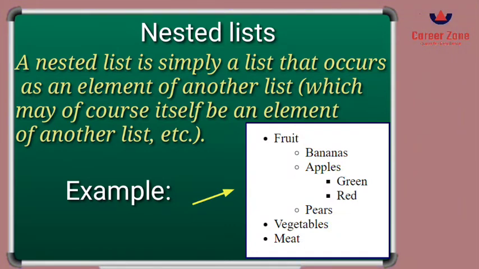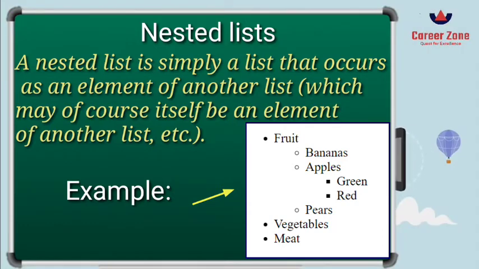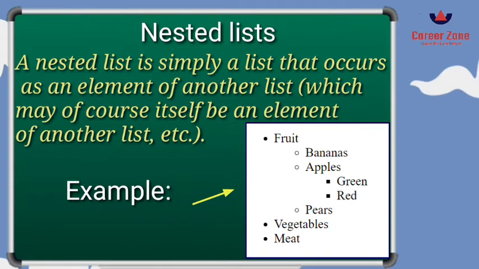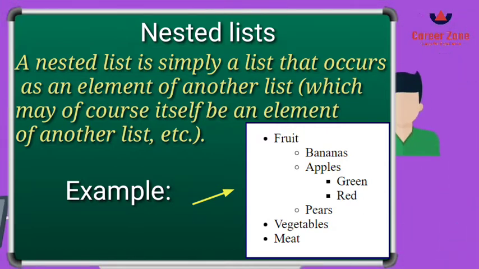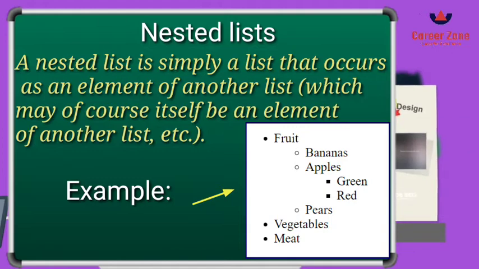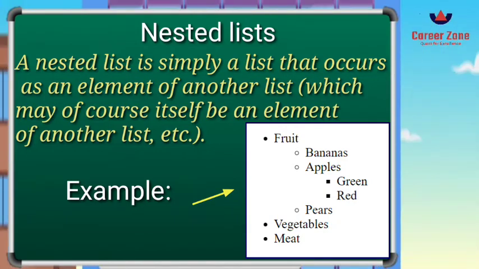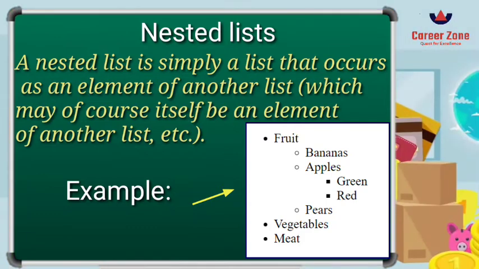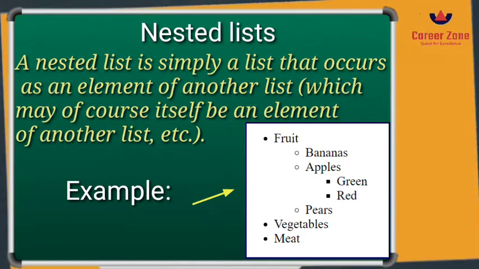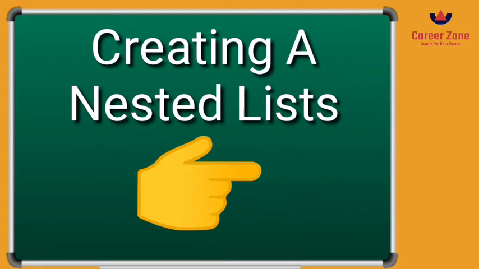You can see an example here where an unordered list item, fruit, is created, under which another UL tag is opened, where bananas and apples are written, inside which again a UL tag is opened and green and red are written. So this is how you can create a list within a list. It will be clearer when you look at the example. So I'm going to show you now the video in which we will create the nested list. Let us begin and see how to create a nested list.